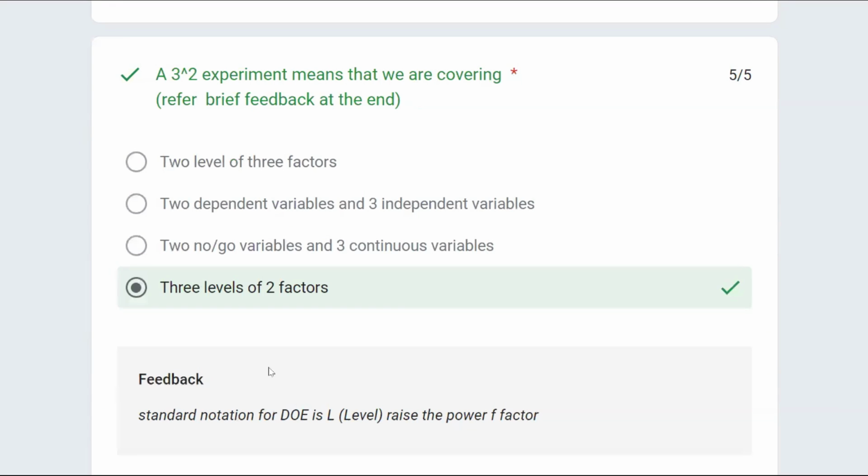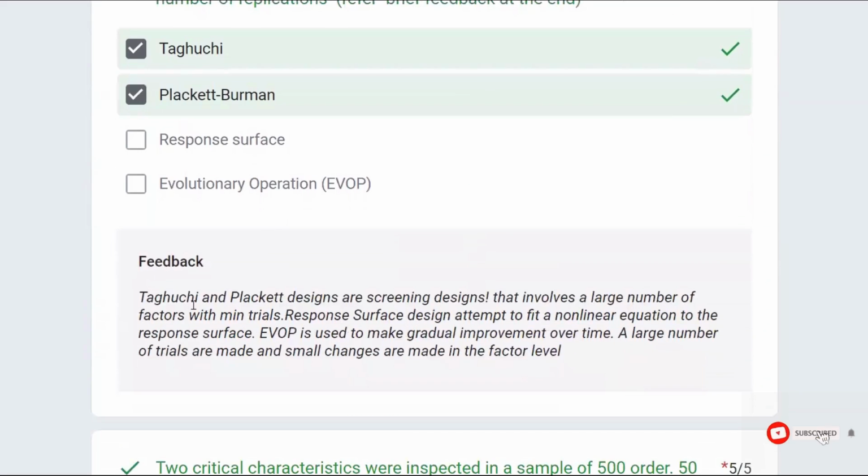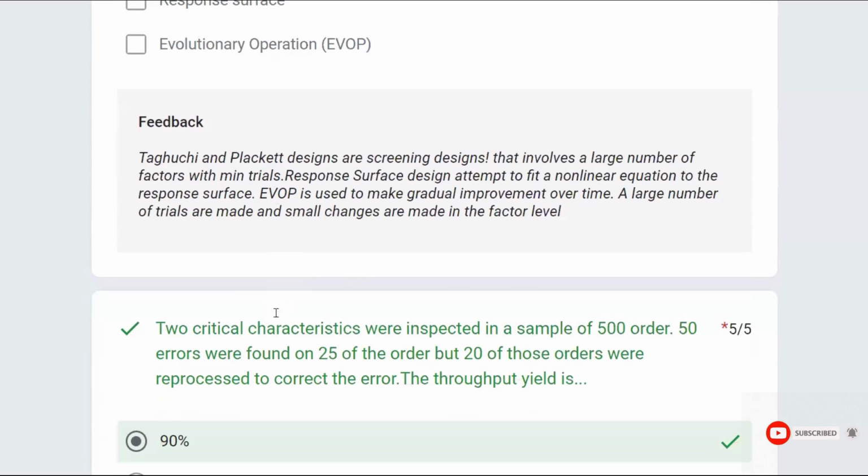So this, we all know, standard notation for DOE is L raised to the power of F. And this is the important point that Taguchi and Plackett Burman are screening designs that involve a large number of factors with the minimum trials. Response surface design attempts to fit a nonlinear equation to the response surface. EVOP is used to make gradual improvement over time. Over time, a large number of trials are made and small changes are made in the factor levels.